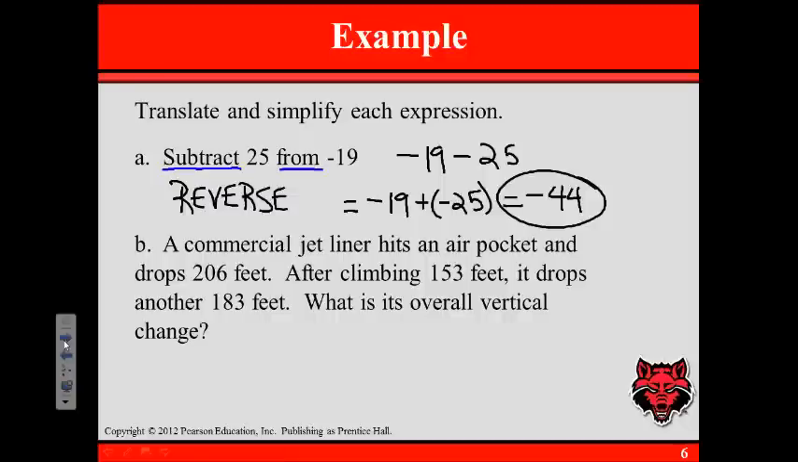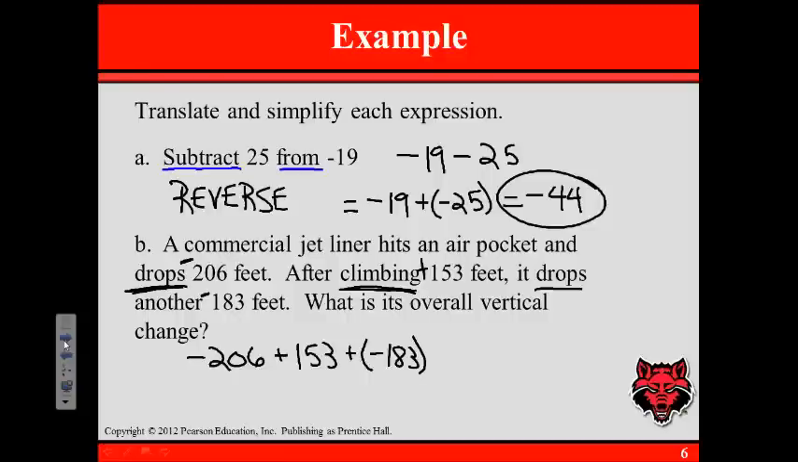Now, in this example, anytime we see the word drops, that's going to be represented by a negative value. Anytime we see the word climbing or climbs, that will be represented by a positive value. So let's add all of our positive and negative values together to find out what its overall vertical change was. We have negative 206 plus a positive 153 plus negative 183.